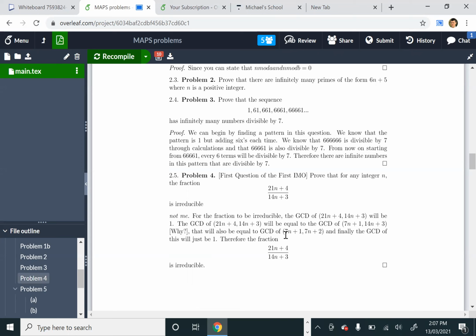And so that means whatever the common factor is, it goes into 7n plus 1 and 7n plus 2, right? And those are consecutive numbers. Yes? But consecutive numbers don't ever share any factors other than 1, right? So therefore, the only common factor can be 1.